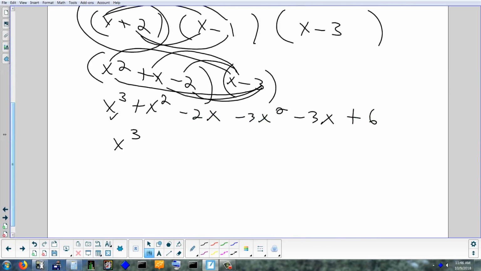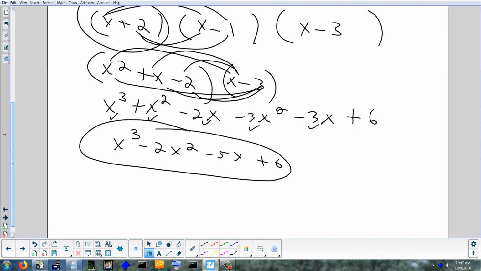X cubed. X squared minus 3x squared gives me how much? Yep, negative 2x squared. Negative 2x minus 3x. Yep, negative 5x. And then the last term is plus 6. Now, there's no way I would have ever been able to guess something like that without doing the 3 individual factors and then writing it out.